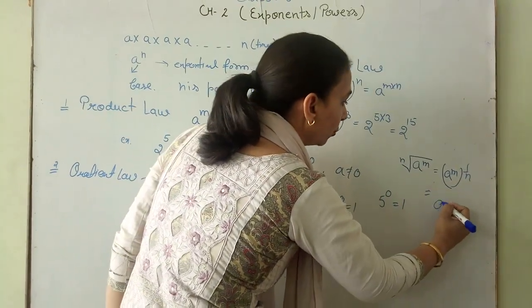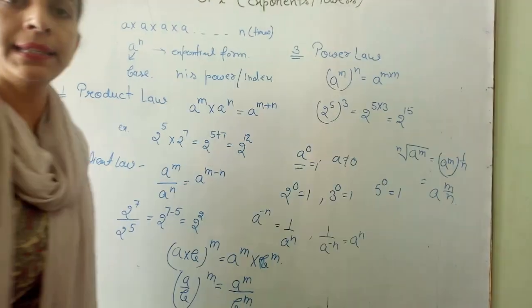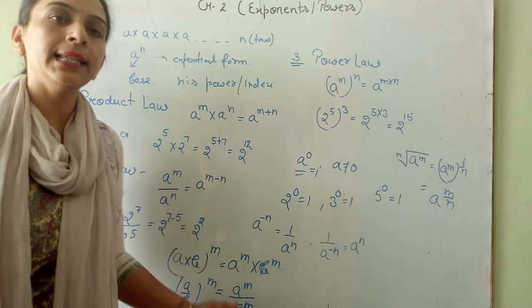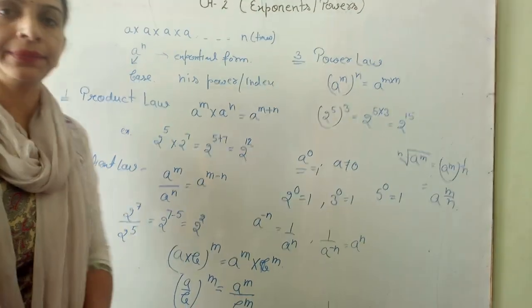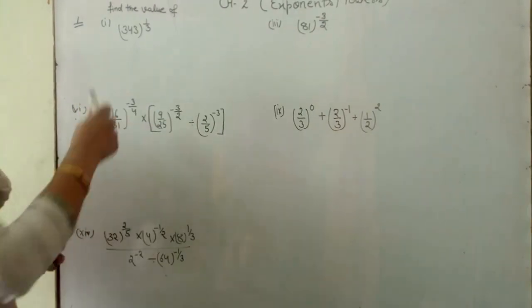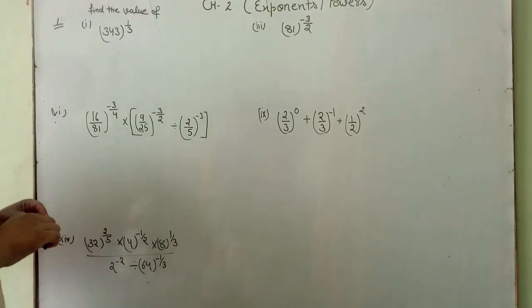Then this equals a raised to the power m by n. These are some basic concepts of this chapter. Now we take some questions from exercise 3. Now we have some questions, first question. There are some parts of the question.